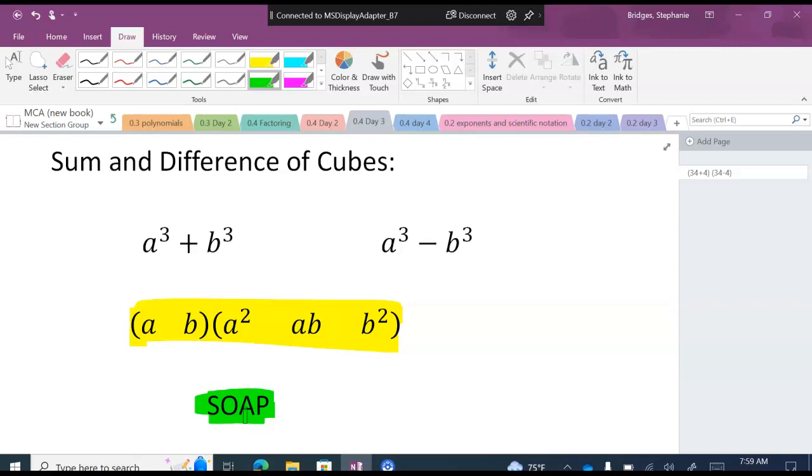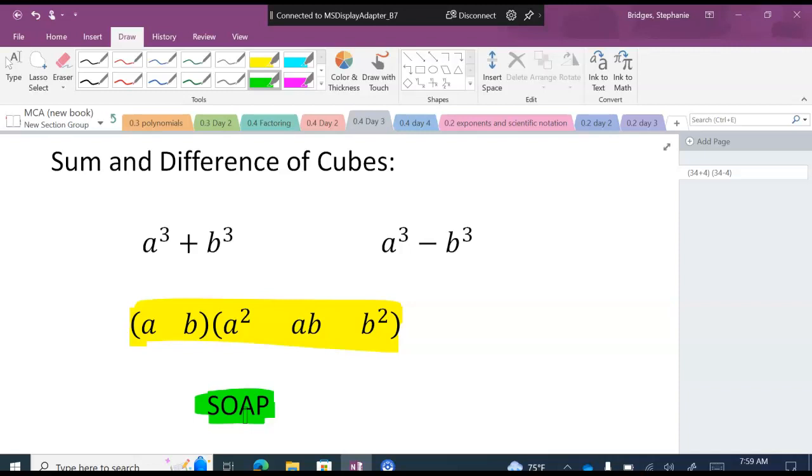First parenthesis, A and B. Where do we get A and B from? It is the cube root of A to the third and B to the third. Again, if you're not sure of the cube roots, this chart can help. If I had 27, the cube root of 27, I would just scroll all the way over to my roots, and that would be 3. So in the first parenthesis, we have A and B. We're going to fill in a sign in just a minute. The second parenthesis, we have A squared, A times B and B squared.